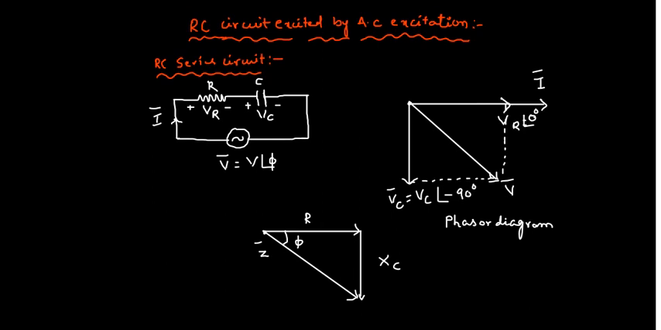Now if you see the impedance diagram, this is the resistance and this is the reactance. Because of the capacitance, I will take it as XC. If these two are combined together, we will take this as Z bar. This is my impedance, which is R plus jXC. So this is the basic circuit diagram of the RC series circuit, this one is the phasor diagram, and this one is the impedance diagram.